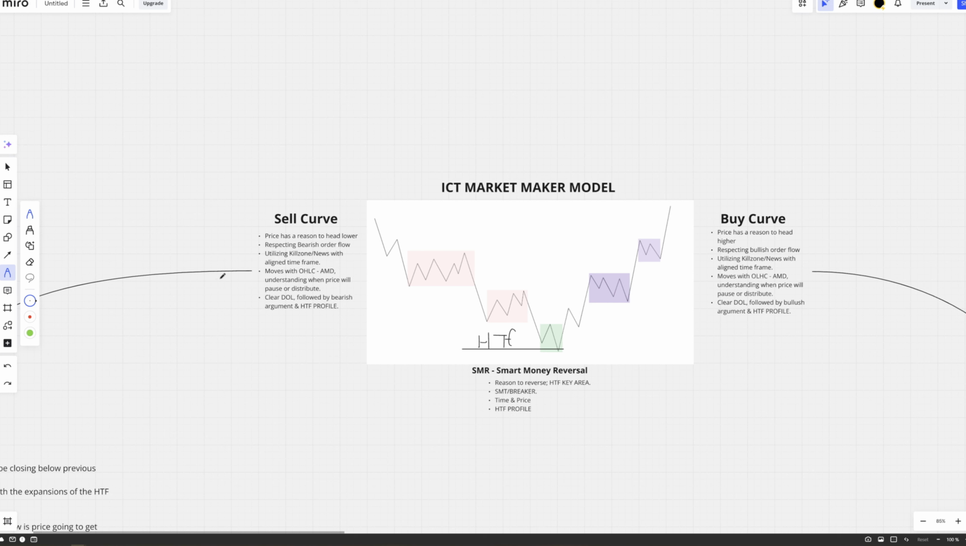Understanding when price would pause or distribute. Open and low close is your accumulation, manipulation, distribution. Everything here is accumulation. If this is Asia, the Asian session gets accumulated. London manipulates, makes the high, so it makes the wick on the daily candle, right here. And then we continue distributing with New York.